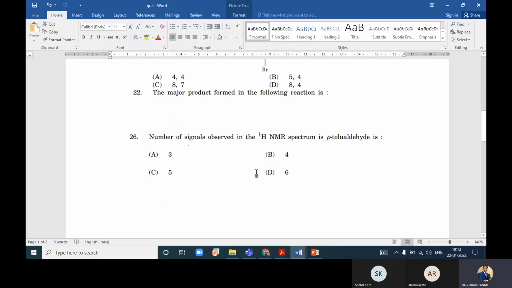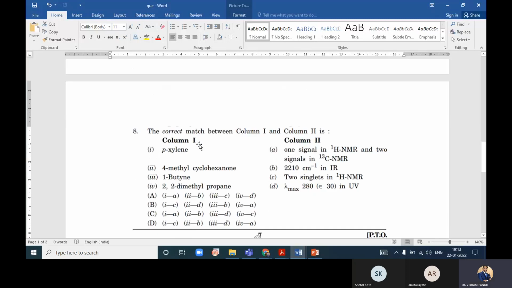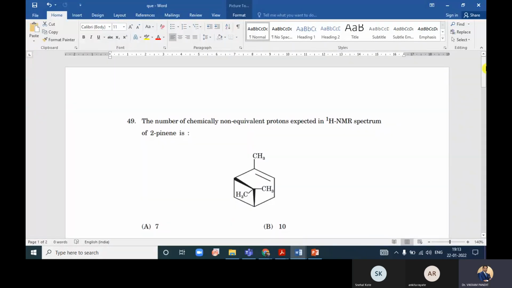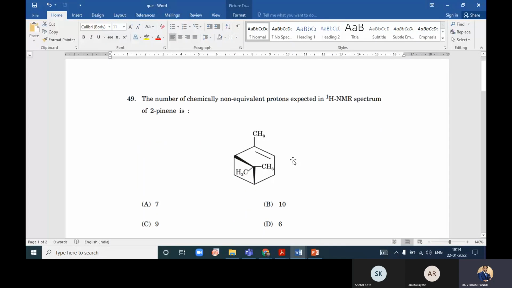Then a 4-mark question: the correct match between the following columns, where structures or names like para-xylene are given, and you have to correlate between these two columns. For example, if you know that there is only one signal, it will be very, very easy to join them. So such types of questions are there. For this purpose, you should know the name as well as the structure.